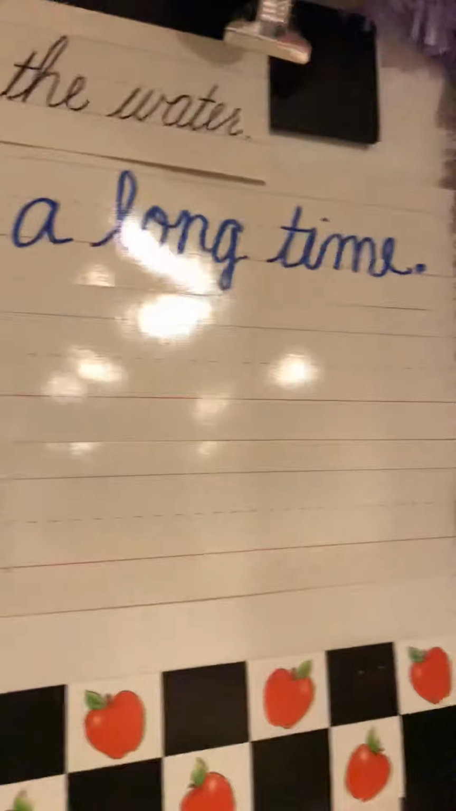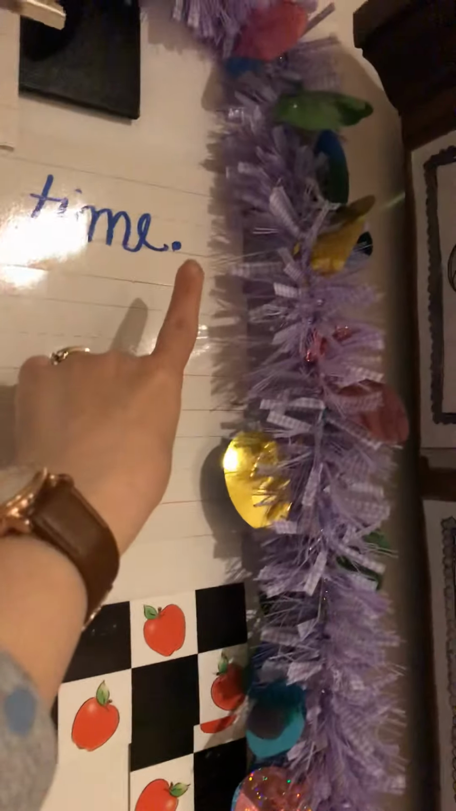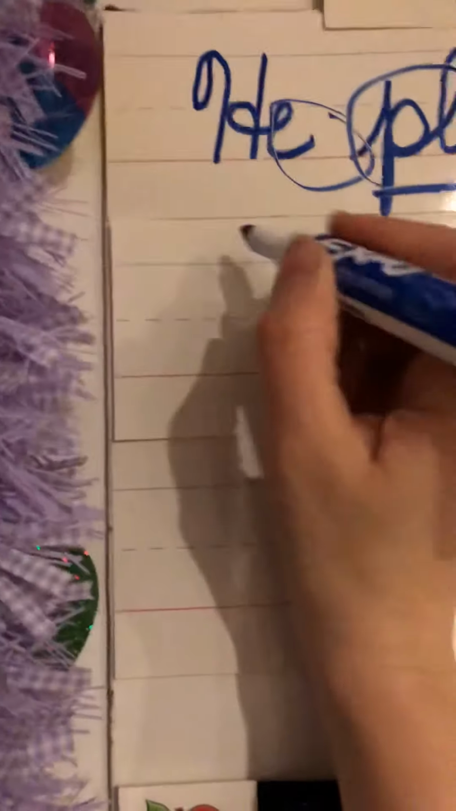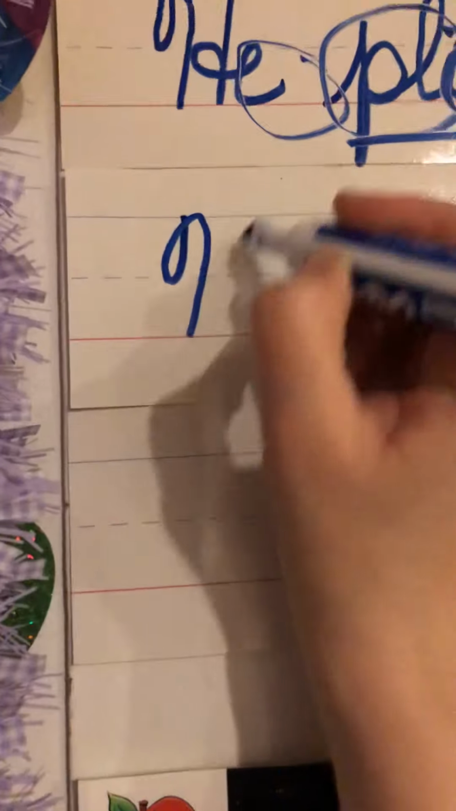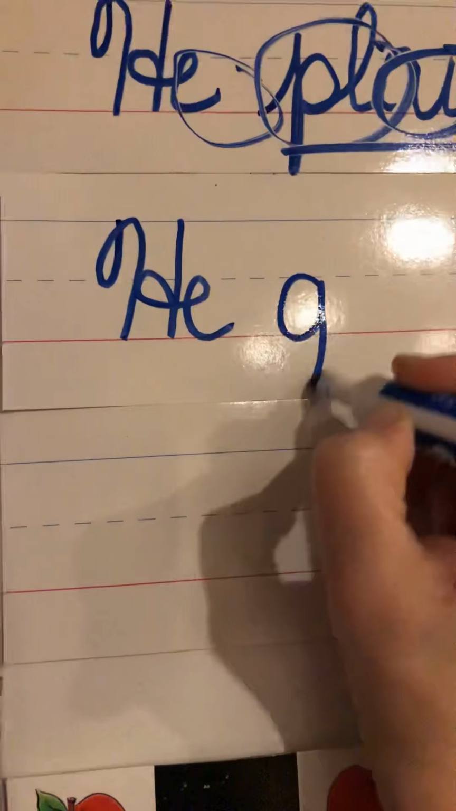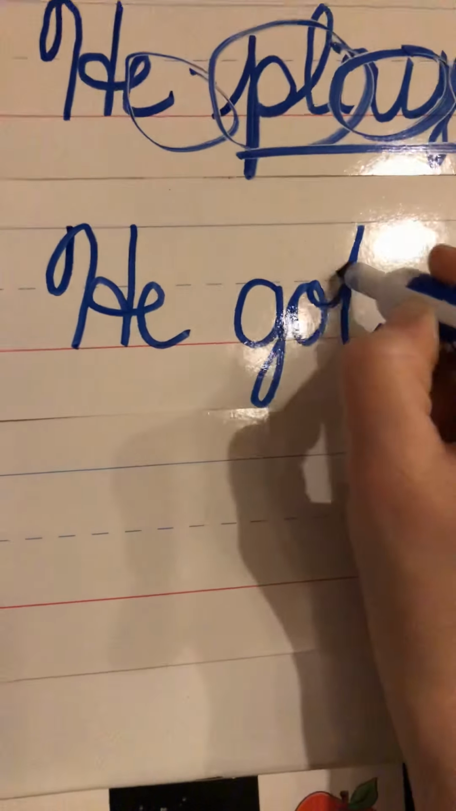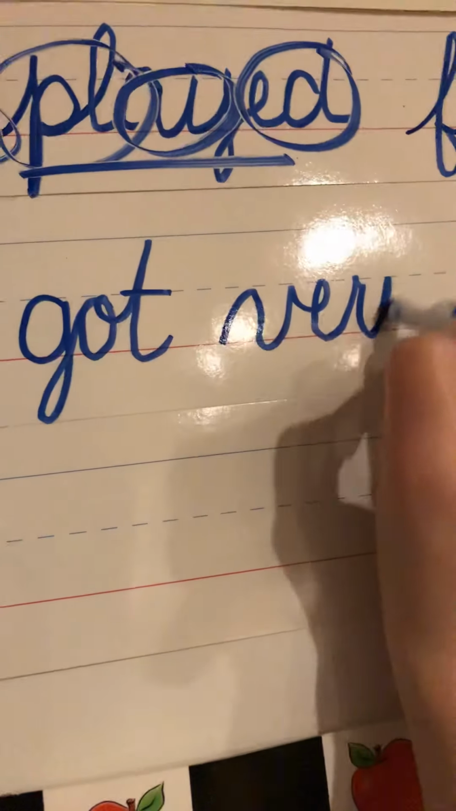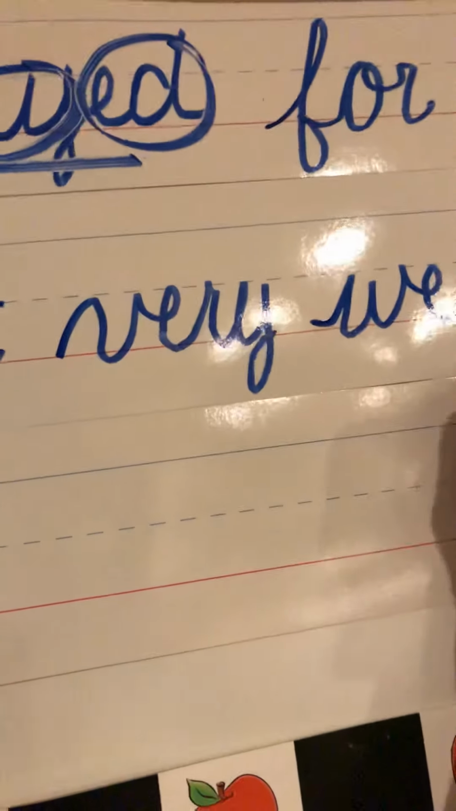So let's come back over here. Now, I don't have any more room on this line. Even though I'm starting a new sentence, if I still had room, I could keep it on that same line, but I do not have room, so I'm going to come down to my next line. Again, my first word is "he," so it's going to be a capital H, pinky finger space, got, space, very, space, wet. There's my sentence with my period.